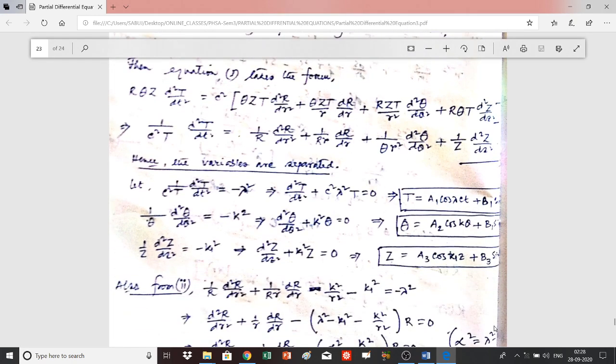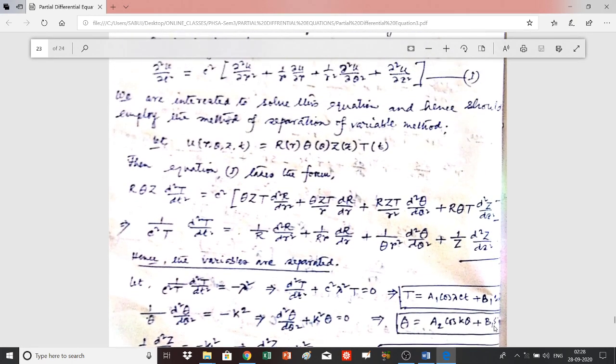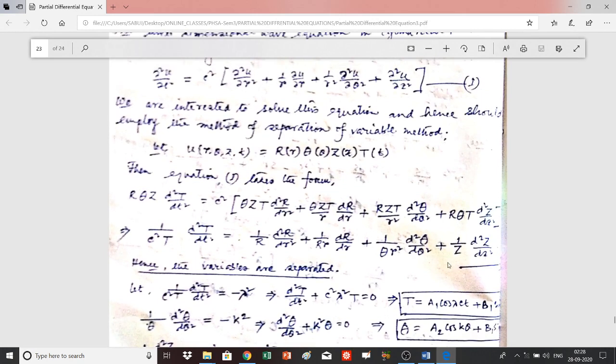So from equation number 2, now from equation number 2 is here. This is equation number 2. Just look at here, this is equation number 2.